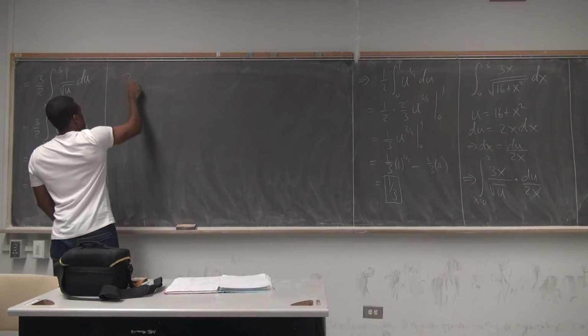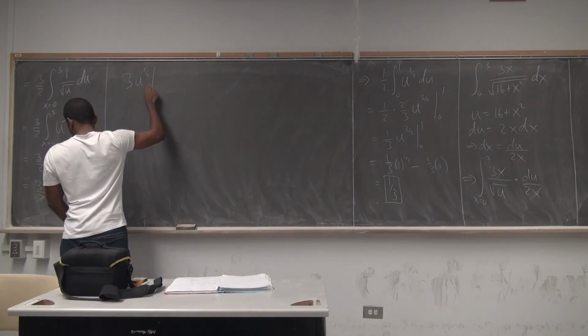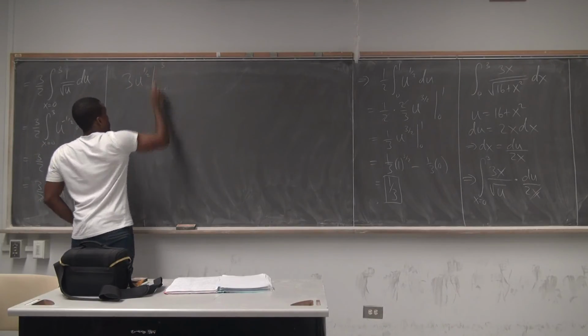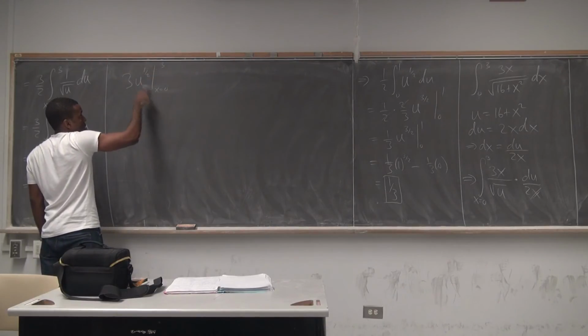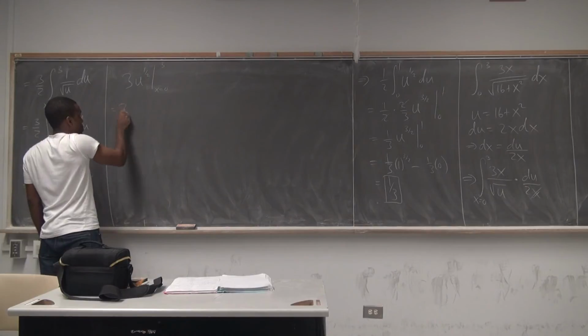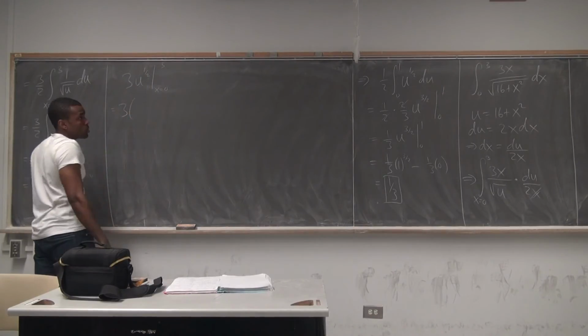So I have 3u to the 1/2. This goes from 0 to 3. Remember that these numbers were the original numbers. They should be plugged into x's. I can't plug them in here. So the first thing I'm going to do is replace that u with what it was before.